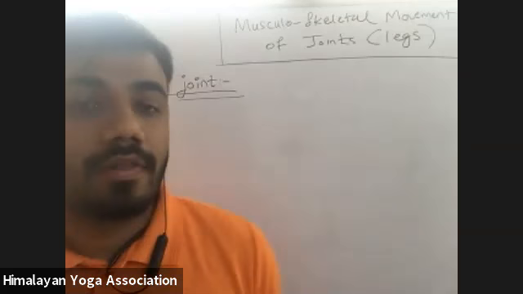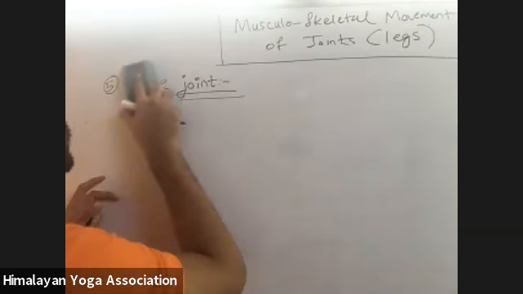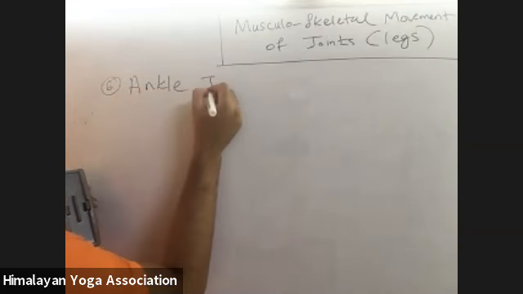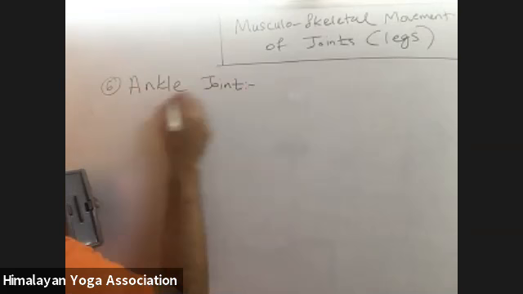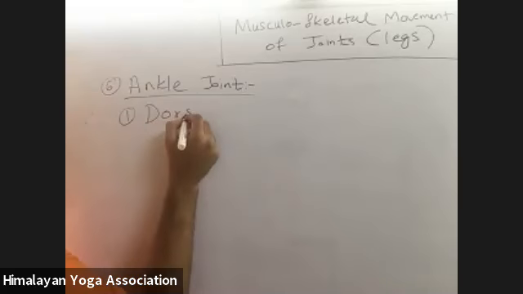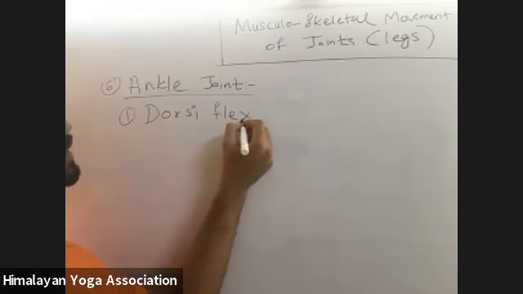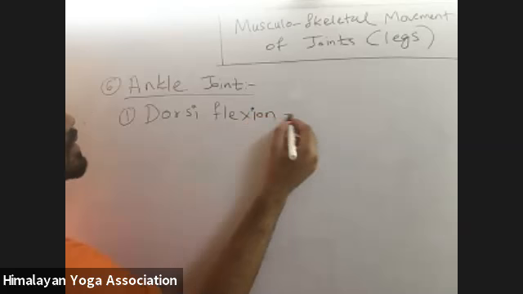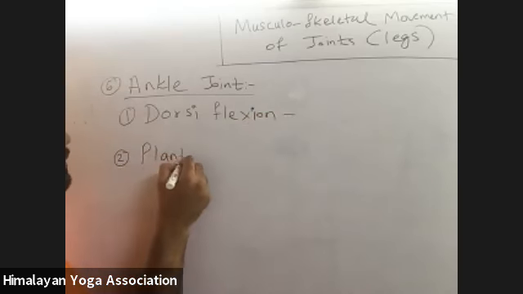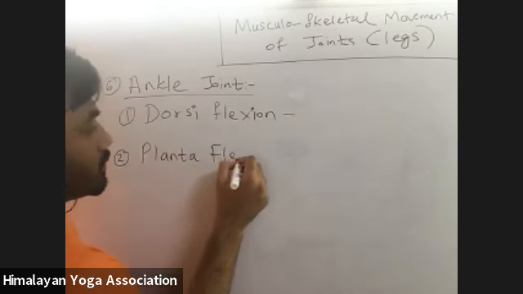Okay. Then next we will see the ankle joint. The number 6, write it down. Ankle joint. What are the movements of this ankle? Movement of the ankle joint. Dorsiflexion movement. What does it mean? Dorsiflexion and plantar flexion.